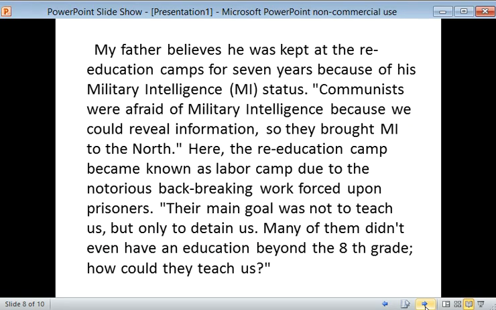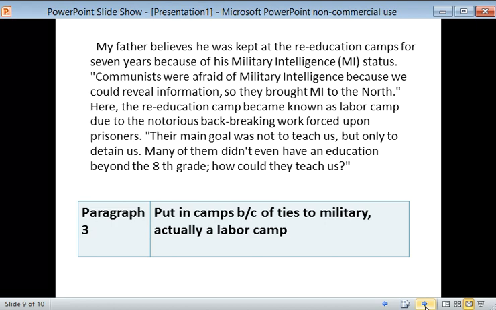And the last paragraph we're going to do together is paragraph 4. My father believes he was kept at the re-education camps for 7 years because of his military intelligence status. Communists were afraid of military intelligence because we could reveal information, so they brought MI to the north. Here, the re-education camp became known as a labor camp due to the notorious back-breaking work forced upon the prisoners. Their main goal was not to teach us, but only to detain us. Many of them didn't even have an education beyond the 8th grade. How could they teach us?